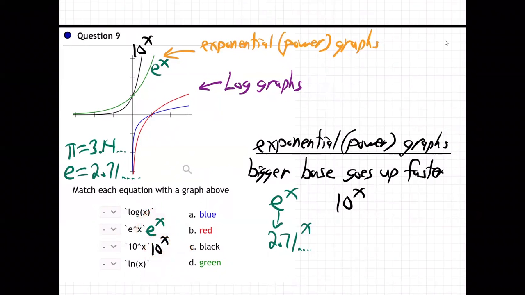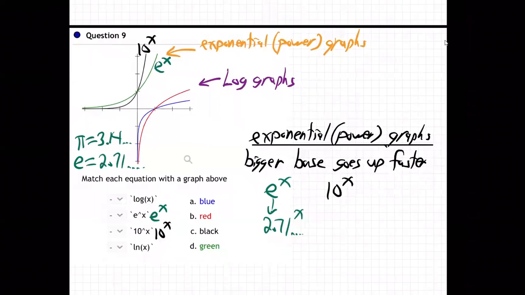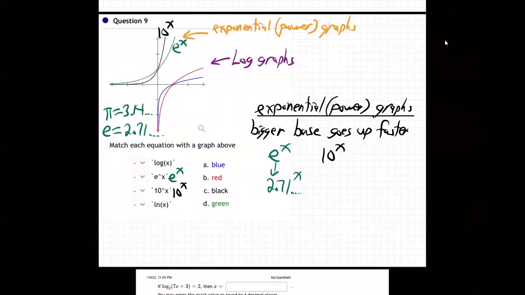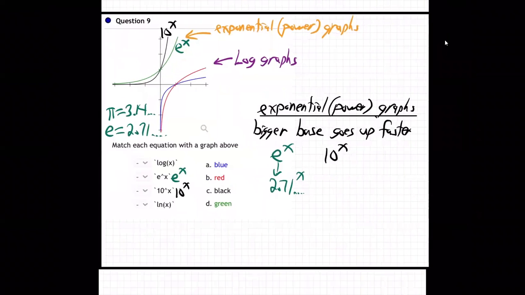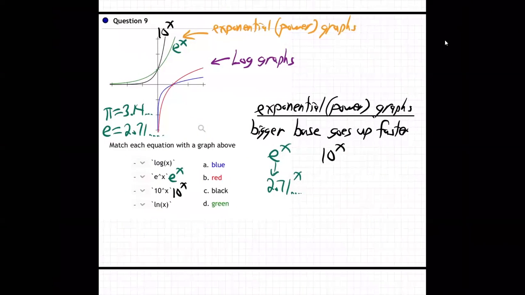All right. So next, let's do the two logarithm graphs. So the other two are logs. How do we know which one is which one? Well, let's remember that here. Let me write down here. Log graphs. What are logs? The inverse of exponentials. They're exactly the opposite of exponentials.